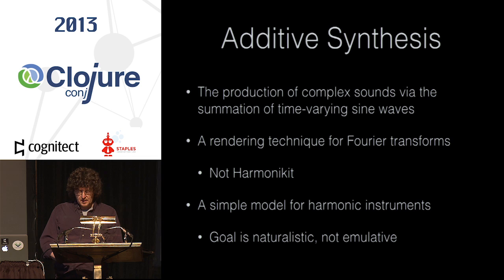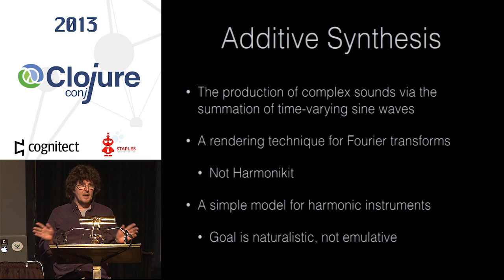In particular, you can use Fourier analysis to produce time and frequency split data about sound, and then use additive synthesis as a way of resynthesizing. That is not what Harmonikit is about at all. So that's not an aspiration of Harmonikit, and that's not what it's going to do.